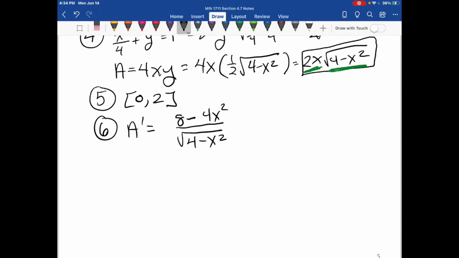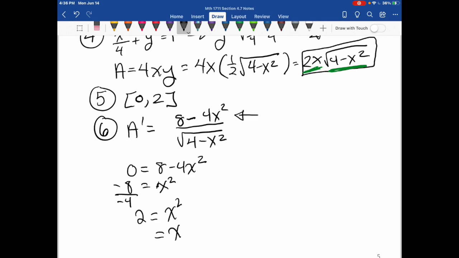Now to look for the critical values, we're looking to see where the derivative is undefined and where the derivative is equal to 0. The derivative is going to be equal to 0 when the numerator is equal to 0. If 0 is equal to 8 minus 4x squared, we're going to subtract 8 and then divide by negative 4. So we get that x squared is equal to 2. So x is going to be plus or minus the square root of 2. Now we're only considering x over the interval from 0 to 2.